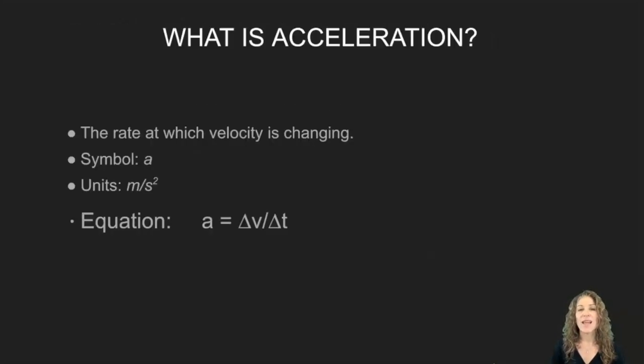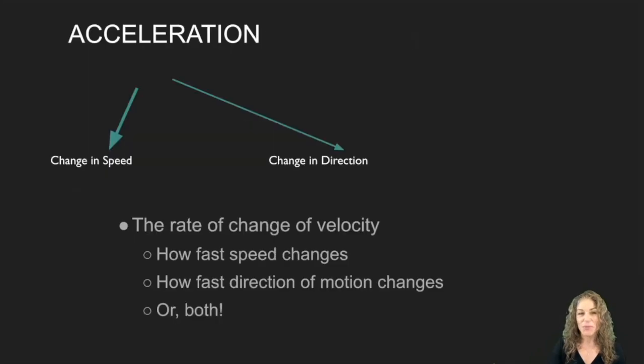Acceleration is when that velocity is changing. The symbol is little a and the units are meters per second squared, which you'll also see written as meters per second per second. The equation for it is the change in velocity over the change in time. It's not v over t, it's delta v over delta t. That delta means change, and it's really important, so don't ignore it.